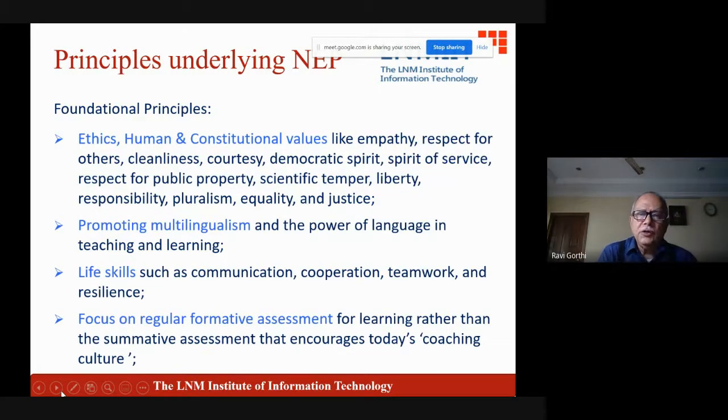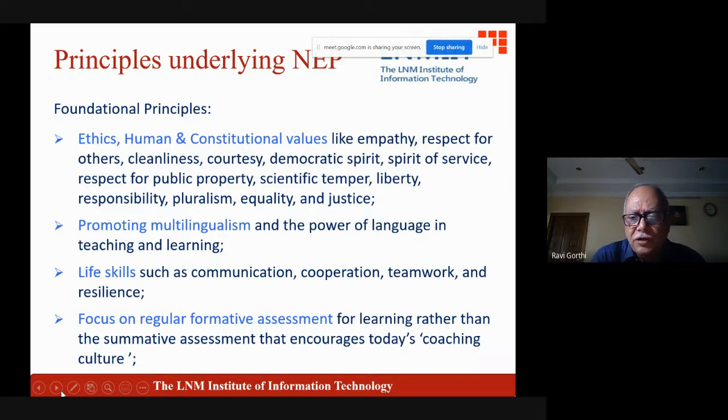Ethics, human values, and constitutional values, right? Like empathy, respect for others, cleanliness, etc., which we know. But is one course of 3 credits sufficient? You have to think. I personally feel, who am I? My 2 cents, not sufficient. We need to do more in that area, possibly. Just a little thinking rather than reading these slides, right?